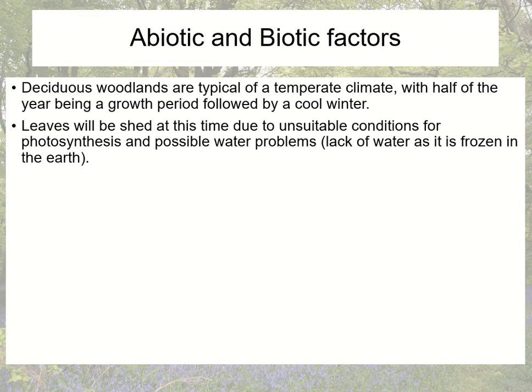Leaves will be shed at the autumn time because of unsuitable conditions for photosynthesis. That means there's less light, and also there's potentially water problems. Because water, when it's colder, is potentially frozen in the earth, the trees can't access it, the plants can't access it. So to preserve energy, and because they're getting less sunlight, they shed their leaves.